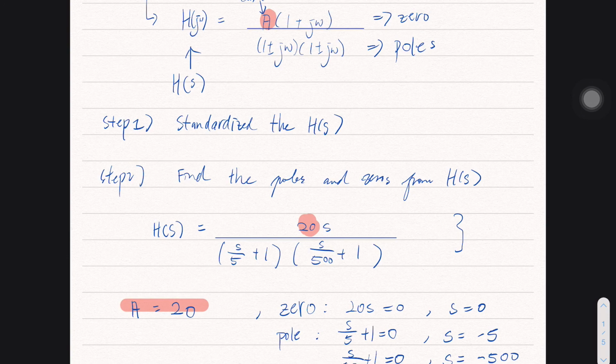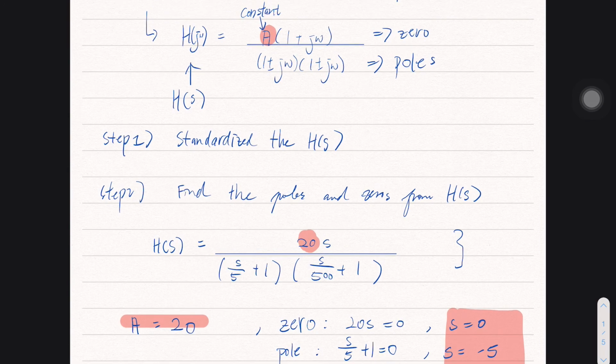So one thing to be aware of is, even though we have two poles, s equal to -5 and s equal to -500, actually we don't really care at this point if they're negative or not, because ultimately when we are plotting the magnitude plot, we will take the absolute value, the magnitude of the transfer function. So we only care about the positive values here.